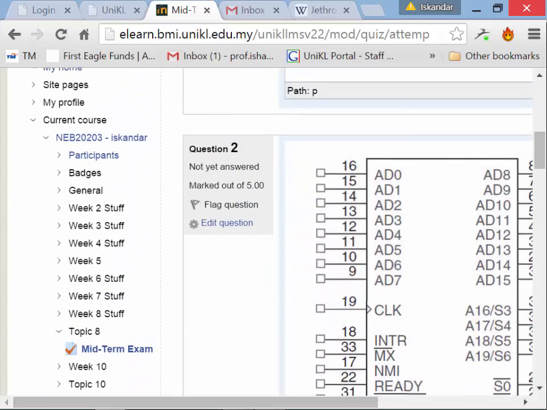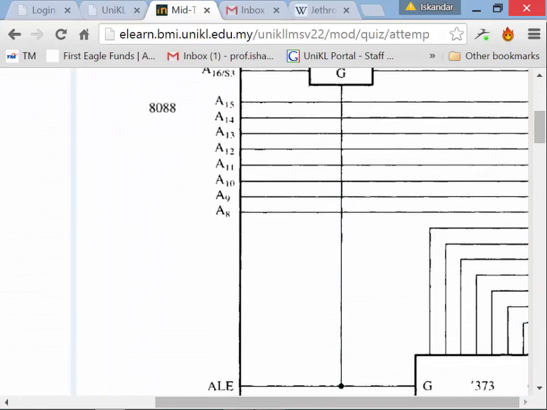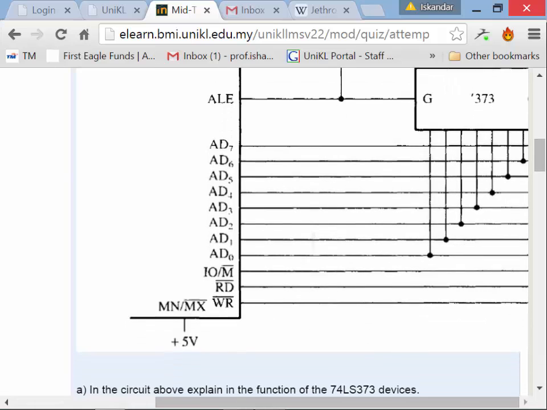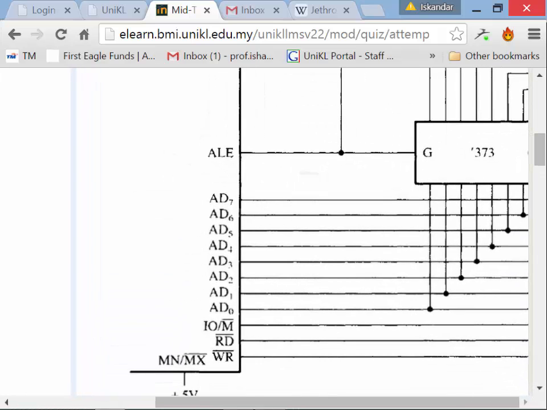We get here to 5. Five is the one where you can't see the whole thing, but you can see enough of it. It asks to explain the function of the 74LS373. All right, an LS373 is an octal latch. Right? A latch. Fed into its gate is the ALE, the address latch enable. So the role of the 74LS373 is to latch the addresses.